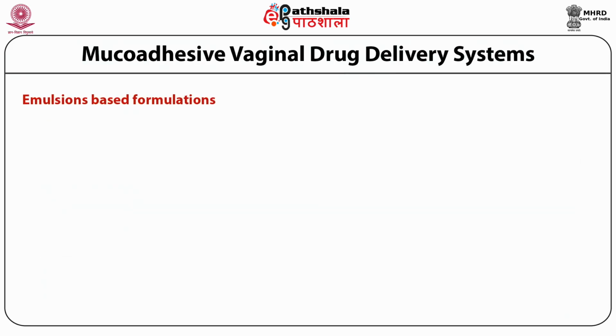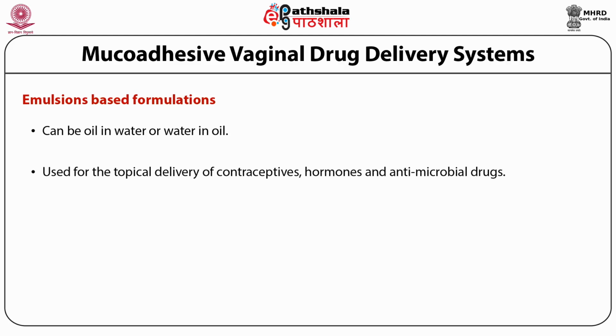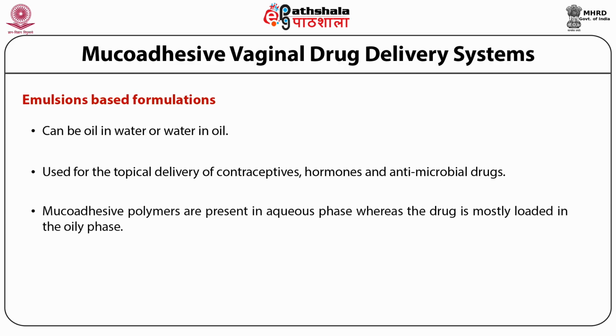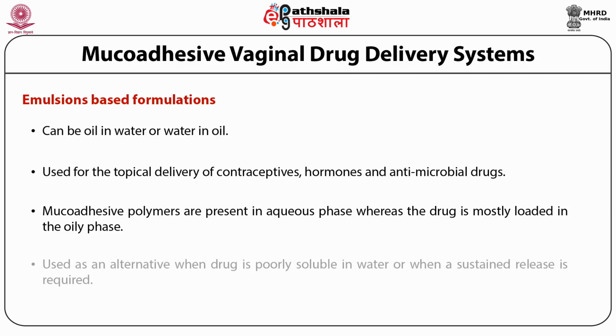Emulsion-based formulations. We already know that emulsions could be either oil in water or water in oil in nature. When used for vaginal delivery, they can be employed for topical delivery of contraceptives, hormones, and antimicrobial drugs. The mucoadhesive polymers are present in the aqueous phase, whereas the drug is mostly loaded in the oily phase. It is used as an alternative when the drug is poorly soluble in water or when a sustained release is required.